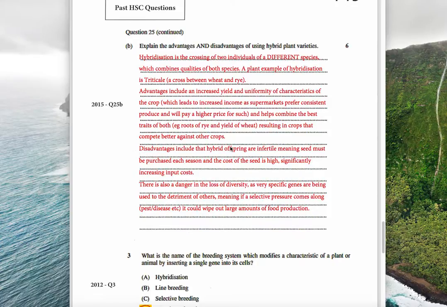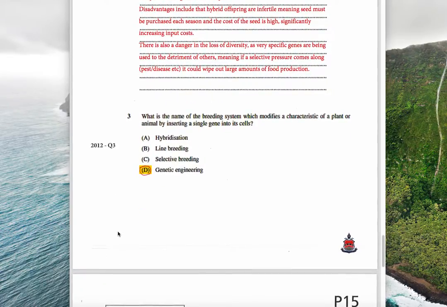Disadvantages include that hybrid offspring are infertile, meaning seed must be purchased each season and the cost of the seed is high, significantly increasing input costs. And that's the clear effect there. There is also a danger in the loss of diversity, as very specific genes are being used to the detriment of others, meaning if a selective pressure comes along, and this is the effect, such as a pest or disease, it could wipe out large amounts of food production. So I've explained there, I've shown cause and effect for both advantages and disadvantages.